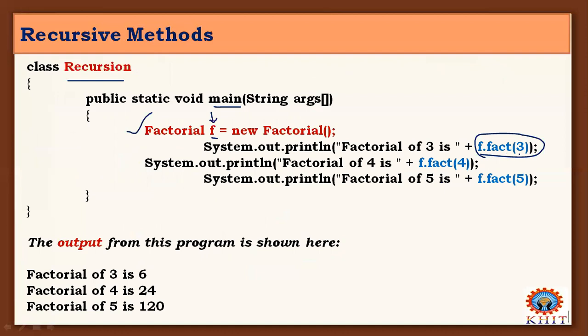We know the process of how fact of 3 is found. We will see an example clearly, and I will show you the tracing process also. Fact of 3, fact of 4, fact of 5, you can find for many numbers. Factorial of 3 is 6, factorial of 4 is 24, factorial of 5 is 120. Got it?